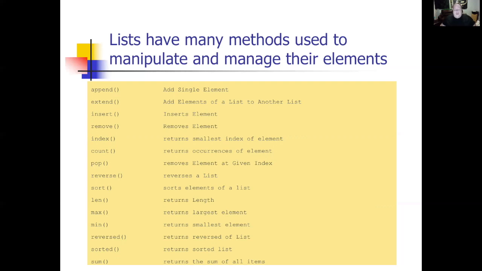a lot more. If you have a list of numbers or characters, you can ask for the maximum value in that list. If they're characters, the max would be the last one alphabetically. If they're numbers, it'd be the highest number, right? 0 through 9. And then you've got a sum where you can add up the values. We have minimum. We can reverse a list.